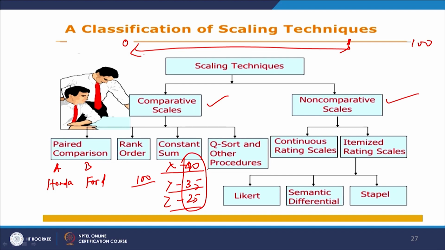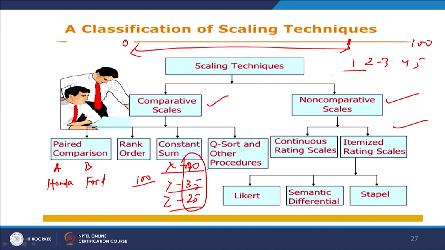Similarly, you have itemized rating scales. Itemized rating scales are scales where every variable is given a description. For example, take the case of the Likert scale. I am saying 1 to 5: 1 is very low, 2 is low, then average, high, very high. So when I describe each point, itemized rating scales say that you should be able to describe each one.